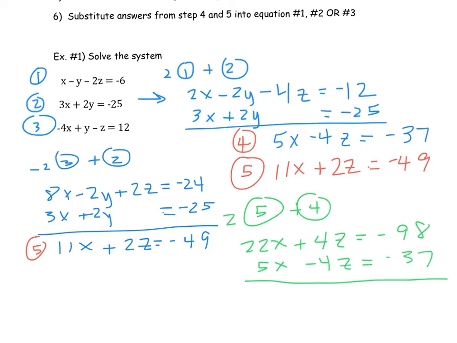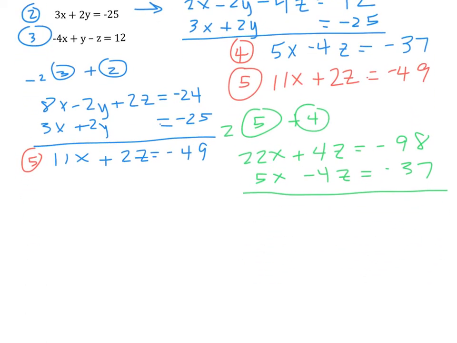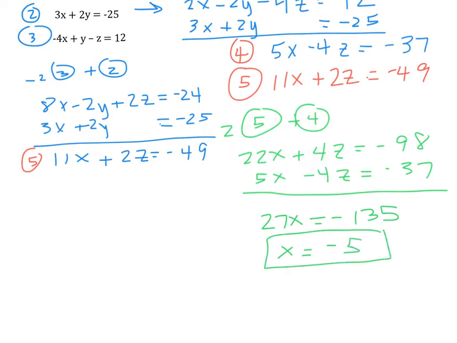Okay, so if I draw my line, I'm going to move this up just a little bit further. Okay, and we draw our line and add straight down. We're going to get 27x equals, the z's actually cancel out, and it looks like it's negative 135. So I get x equals negative 5. And then I usually put a square around it so I know what I got.